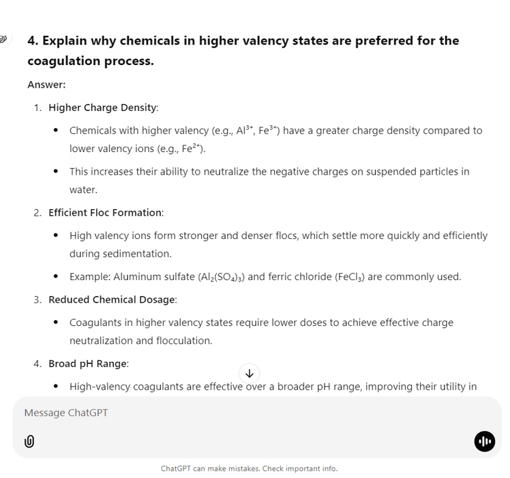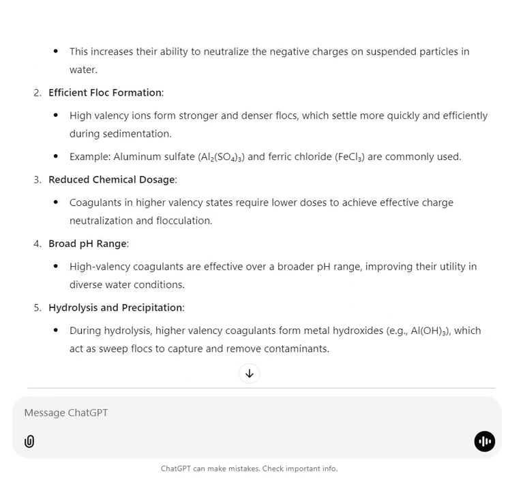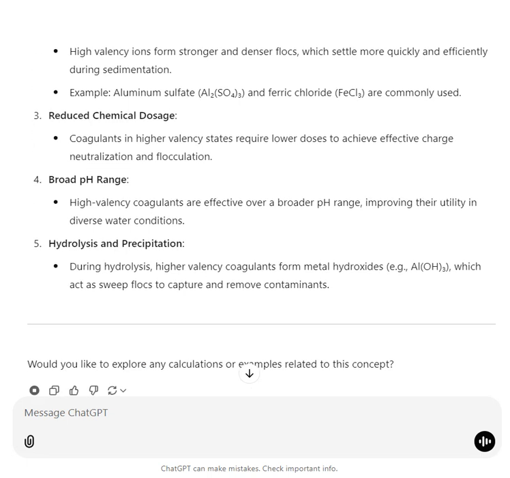2. Efficient floc formation. High valency ions form stronger and denser flocs, which settle more quickly and efficiently during sedimentation. Example: aluminum sulfate, Al2(SO4)3, and ferric chloride, FeCl3, are commonly used. 3. Reduced chemical dosage. Coagulants in higher valency states require lower doses to achieve effective charge neutralization and flocculation.